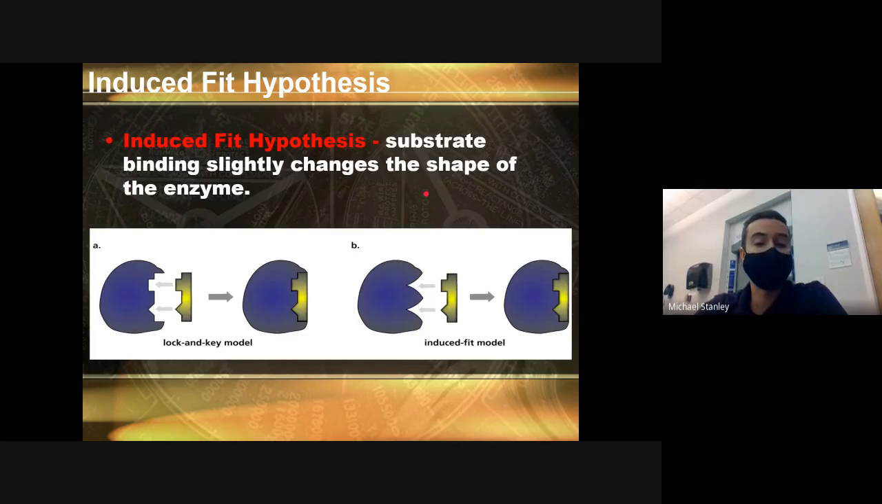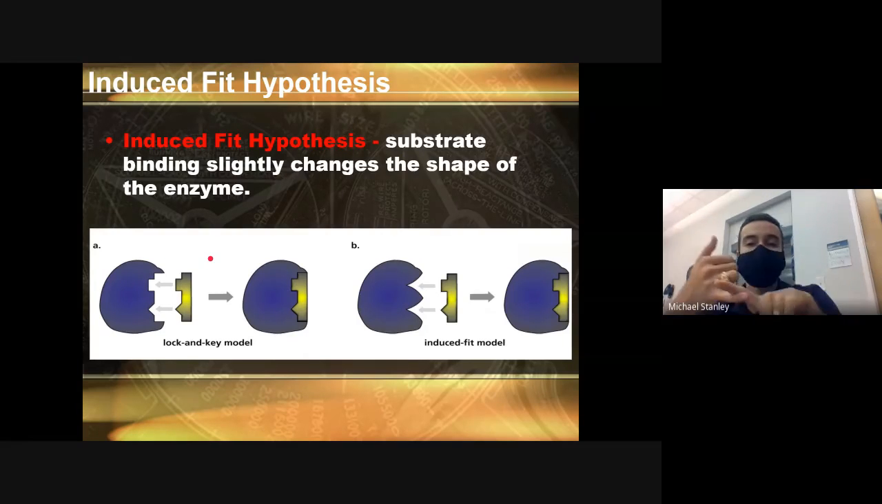All right, does anybody have any questions about enzymes, substrates, active sites? Any questions about anything like that before we kind of move on to the next part? All right, I'm not hearing any questions up here.